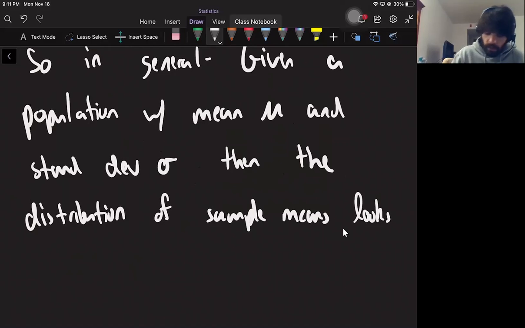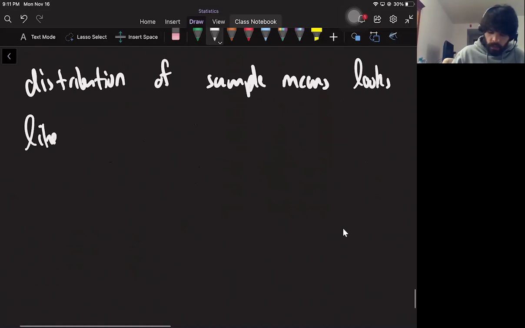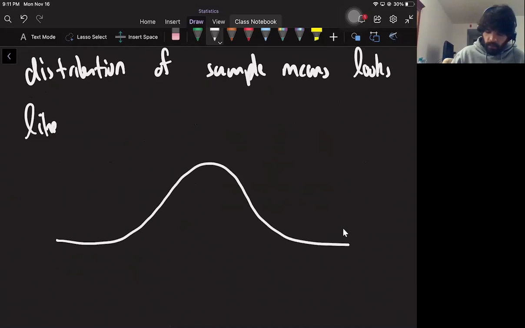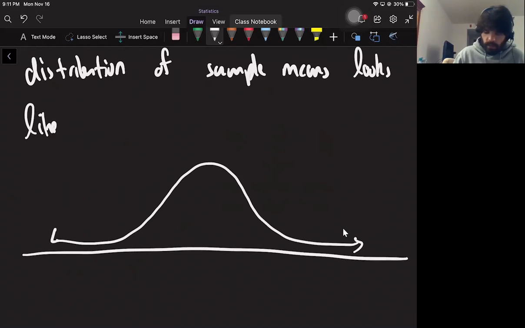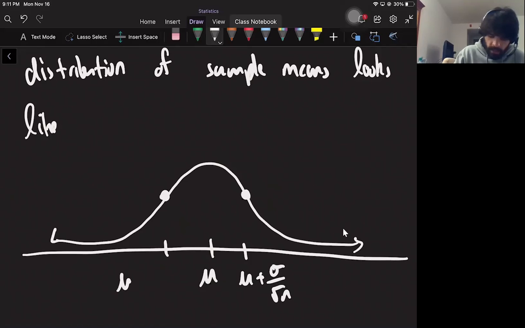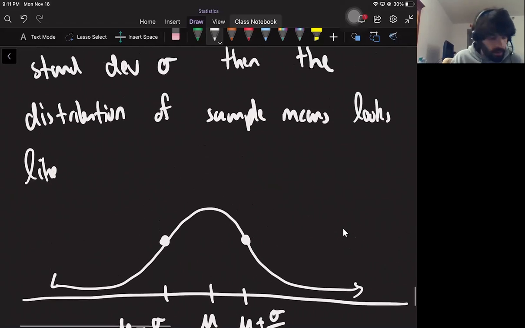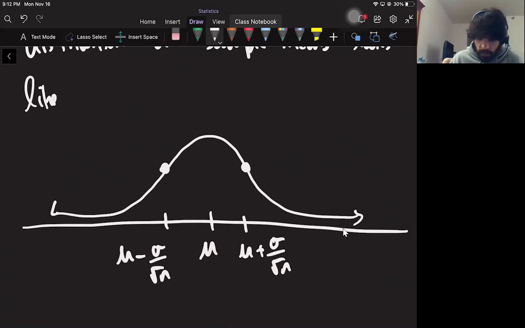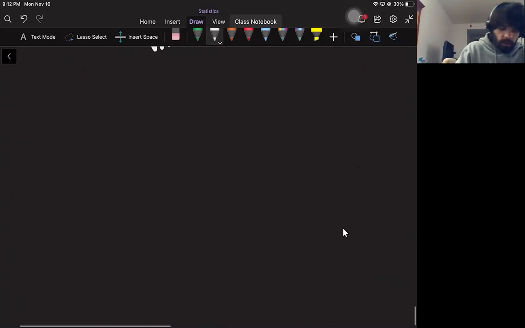And since it's always going to be normal, it's going to be a bell curve. And the middle of this bell curve is always going to be the mean of the population. And because the standard deviation is the original standard deviation over the square root of n, that's how far it is to the inflection points. So I just have to add and subtract that amount, because that's the standard deviation of this distribution. Okay, so now let's answer questions just to sort of ground ourselves.